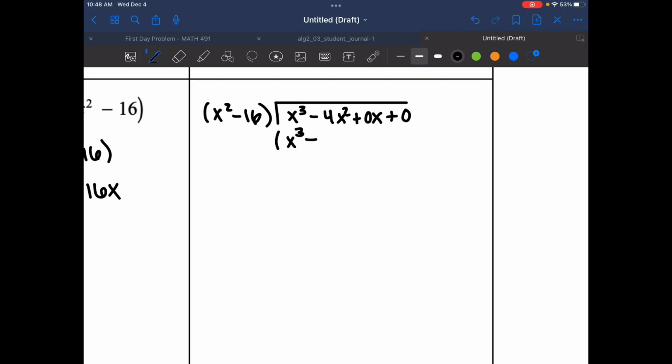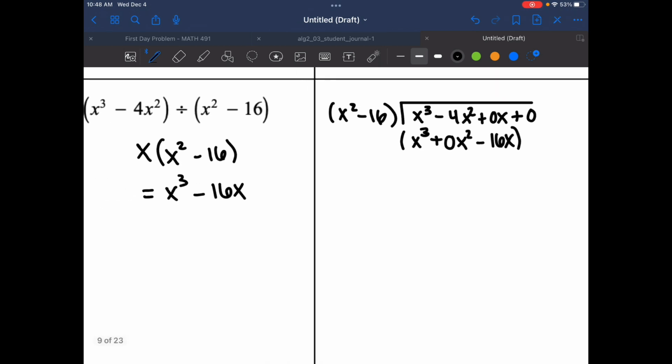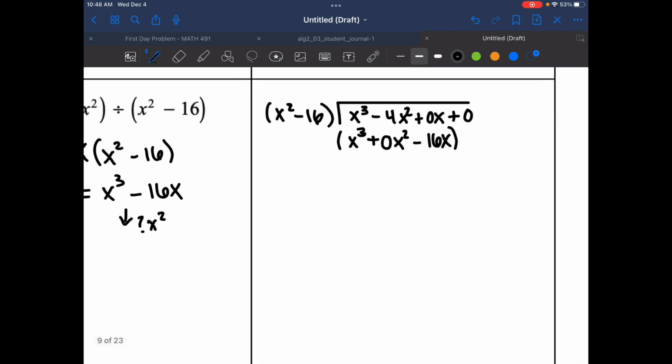Use parentheses, x to the third minus, oops, can't put it there, so you have to put a 0x squared. So plus 0x squared and then minus 16x, right? Because we've added 0. We don't have an x squared here. We're missing our x squared, right? We're going to subtract from our line. x to the third minus x to the third, well, that goes away. That's nice. This is going to leave us with negative 4 minus 0. So negative 4 minus 0 is still negative 4.